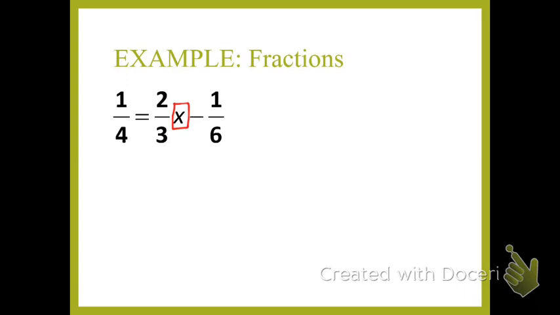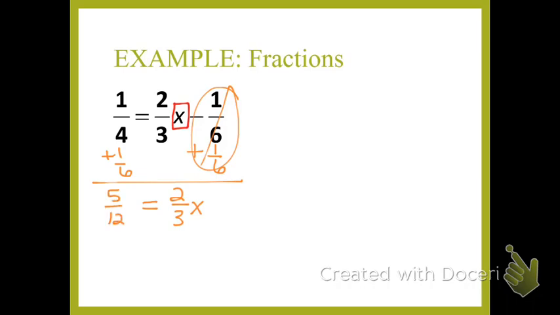So you would need to do that in reverse order. The inverse of subtracting 1/6 would be adding 1/6. Negative 1/6 plus 1/6 is 0, so it's sort of like that part cancels out. And on the right hand side, you'd be left with a 2/3 x. On the left hand side, 1/4 plus 1/6 is 5/12.